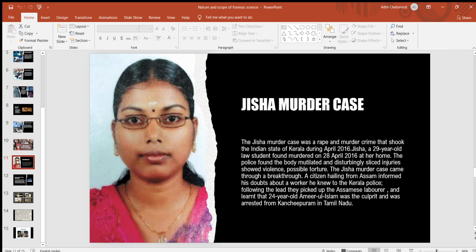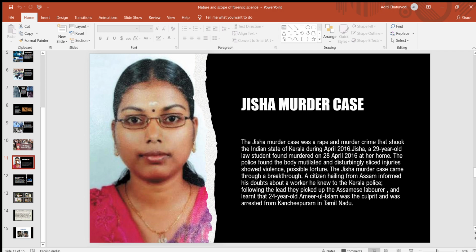The police found the body mutilated and disturbingly sliced. Injuries showed violence, possible torture. The Jisha murder case came to a breakthrough. A citizen hailing from Assam informed the Kerala police of his doubts about a worker he knew. Following their lead, they picked up the Assamese laborer and learned that 24-year-old Amir-ul-Islam was the culprit, and he was arrested from Kanchipuram in Tamil Nadu.